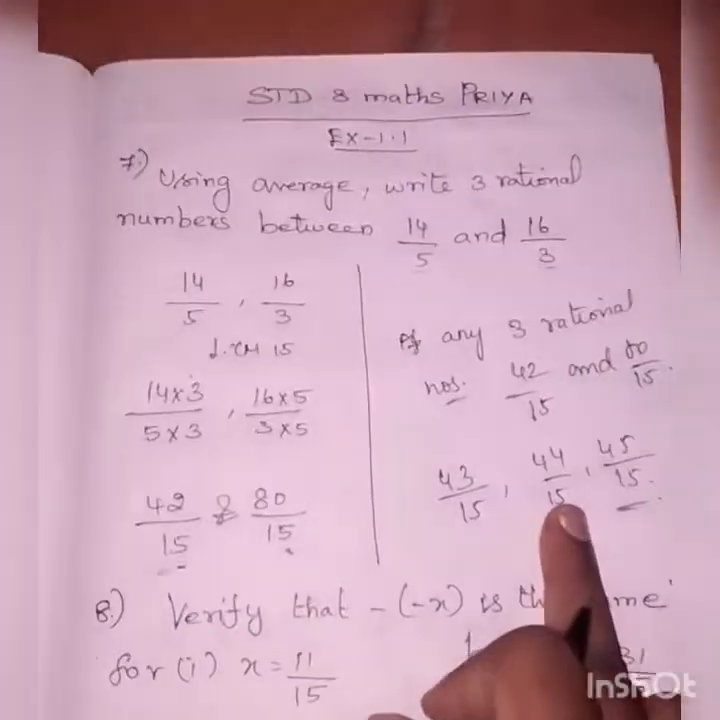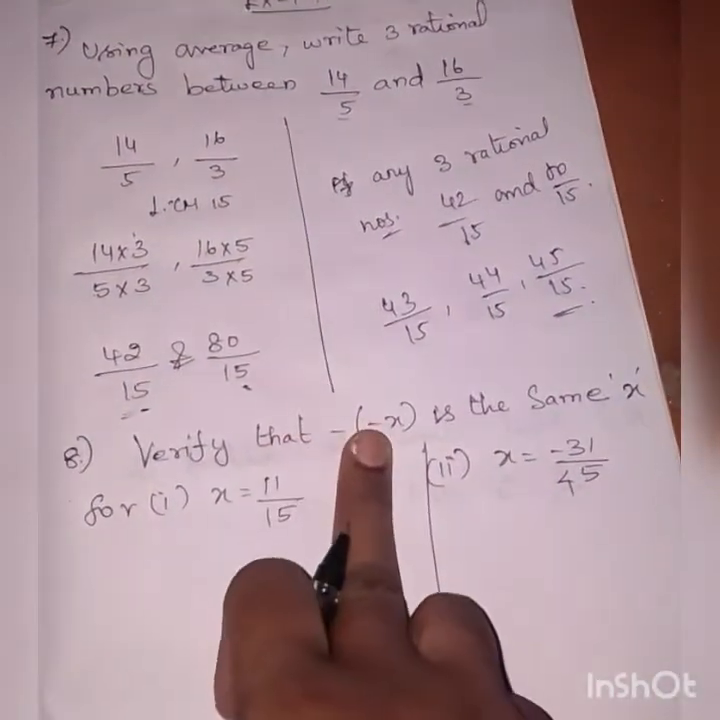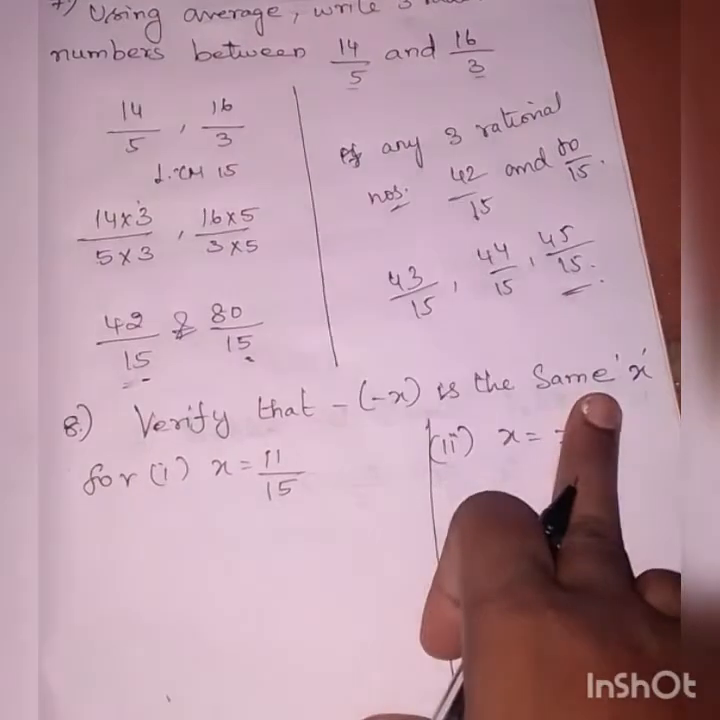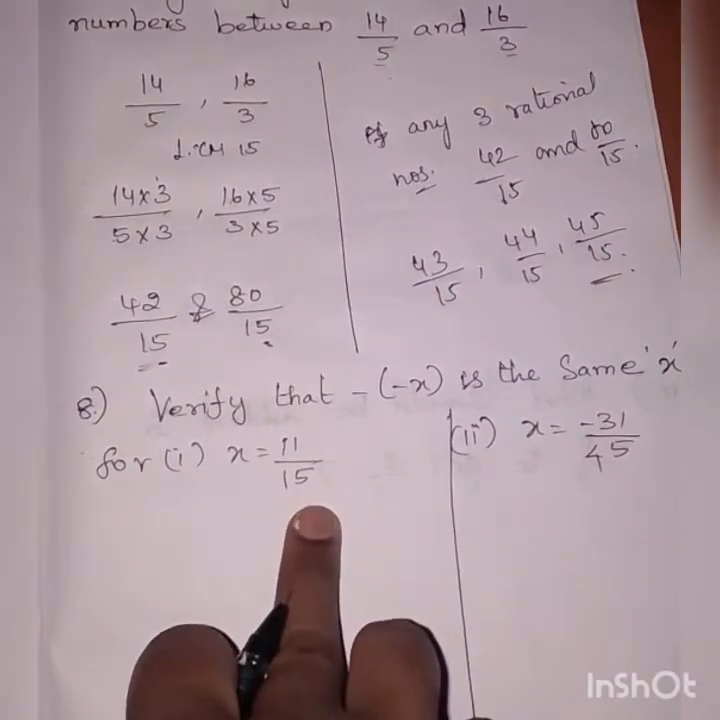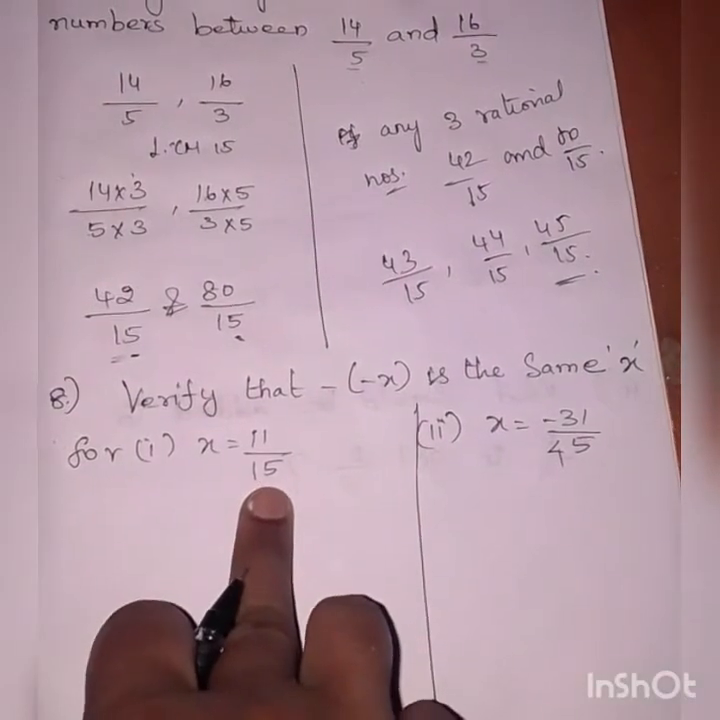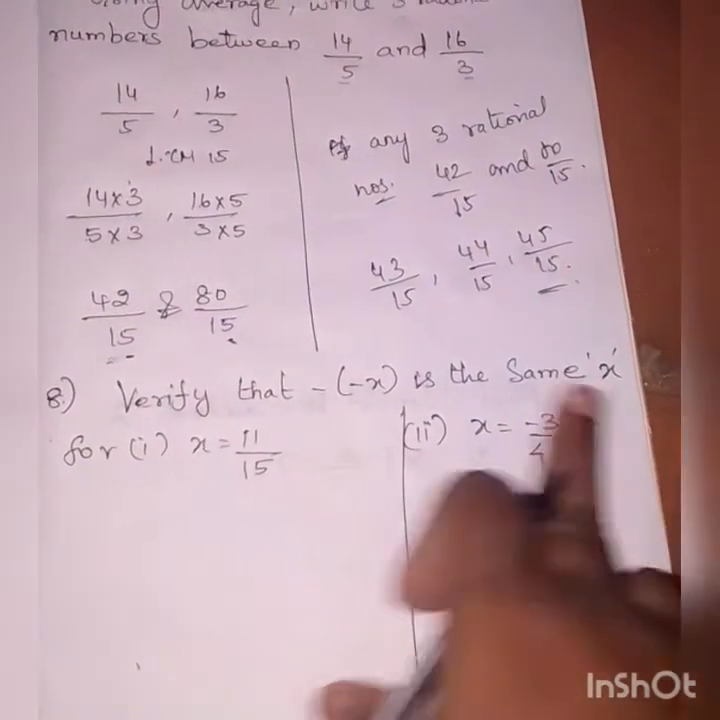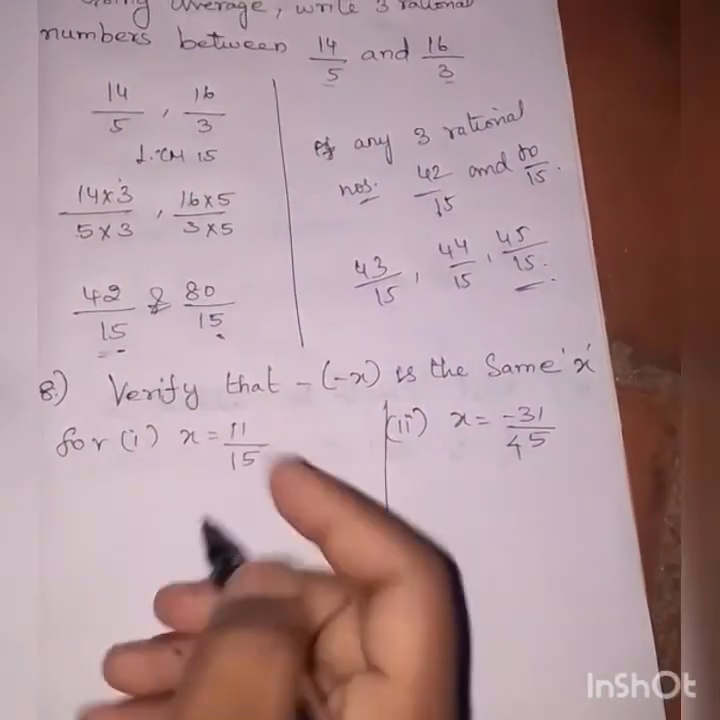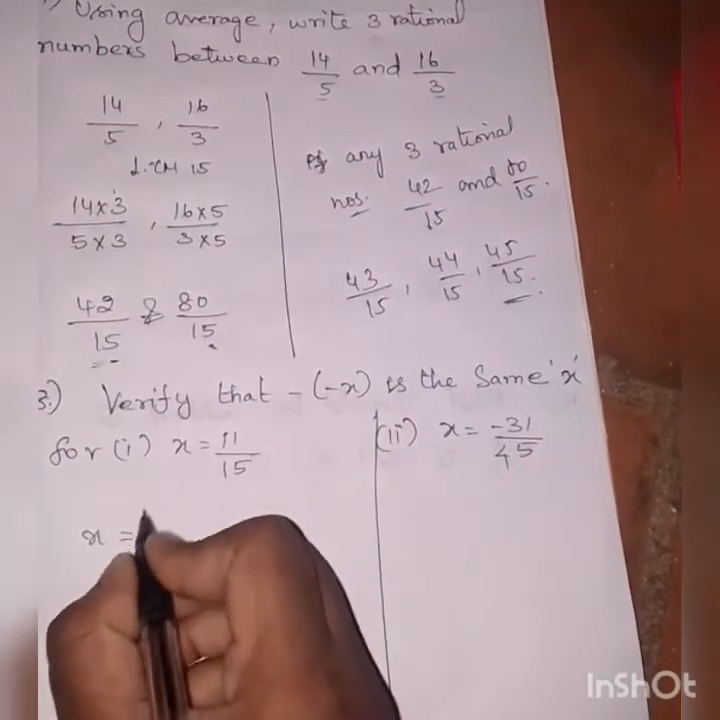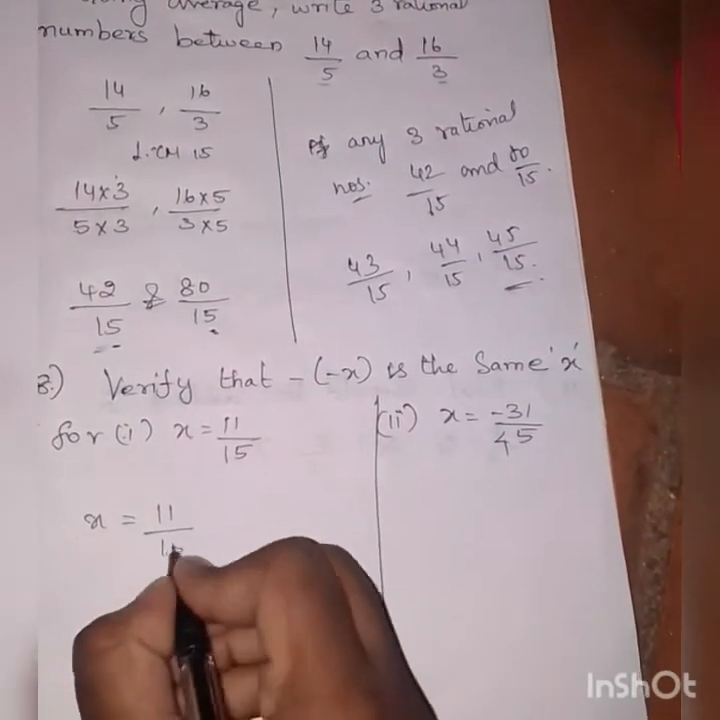Next, move on to your eighth question. Verify that minus of minus x is the same as x. The given x value is x equal to 11 by 15. They are asking us to find out whether minus of minus x is equal to x, whether we are getting the same value or not. We are going to verify that. So what is the x value? First subdivision, x equal to 11 by 15.